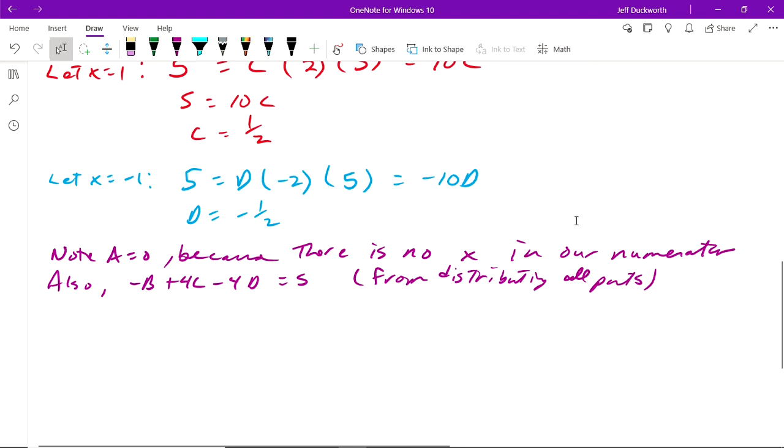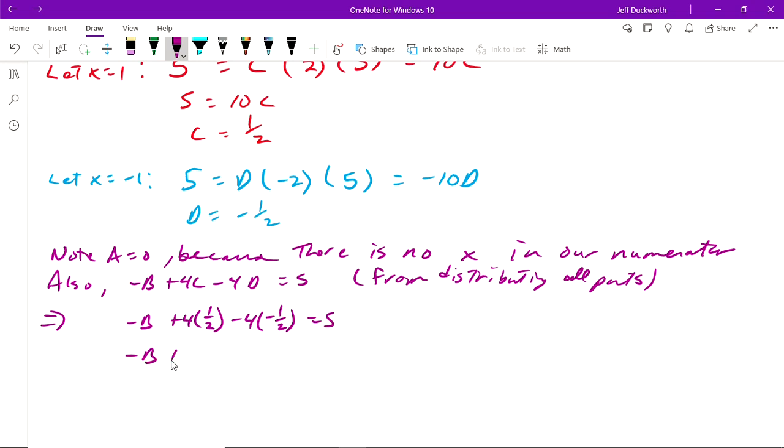So we have a couple pieces of information. Now we can start maybe plugging in some stuff. So this should mean that we have the negative b plus 4, and we know c to be 1/2 minus 4, and d is negative 1/2 will equal 5. So that gives us negative b, and then we have 2 and 2 here. We can take all these out, we can solve, and that means b is going to equal negative 1, because I'll have negative b equaling 1, so b equals negative 1. And our c equals 0.